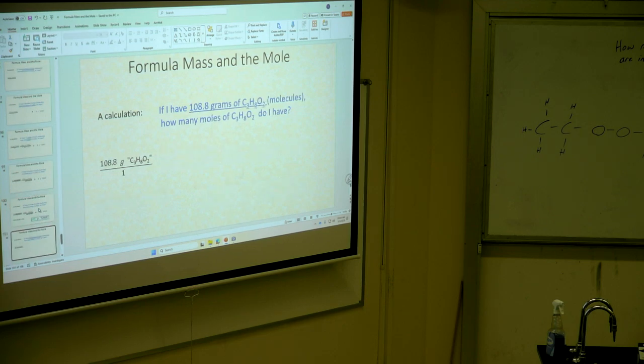Now I have 108.8 grams of this. How many moles of that do I have? And again, notice there's a unit for each numerical value. So you're not going to use 6.022 times 10 to the 23rd anywhere. But you set it up the same way, well, you don't set it up the same way. This time you've got grams on the left and moles on the right. And of course, you're going to flip that over, so grams cancel. You with me?